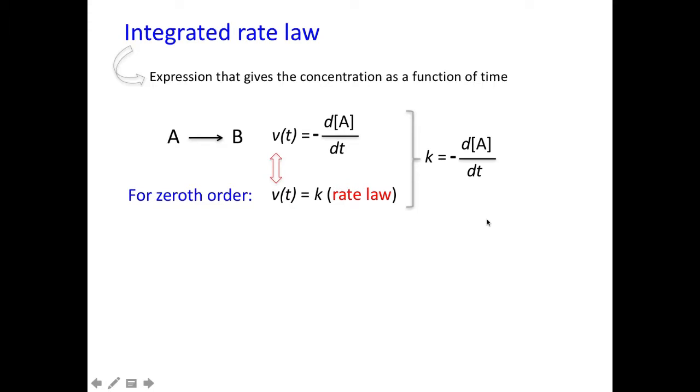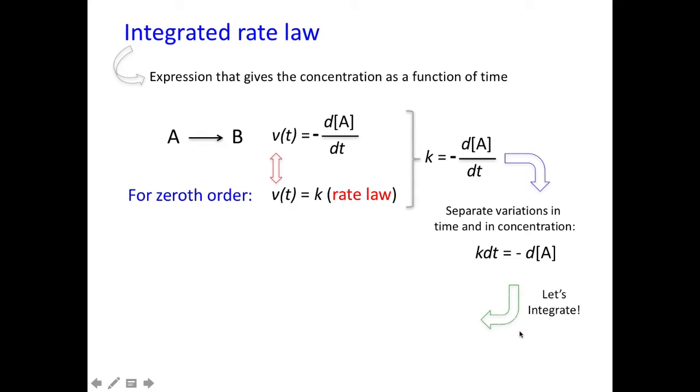Now let's separate the variables. Let's put time dependence on the left side and concentration dependence on the right side. So we separate time and concentration. We just put the time to the left and leave the concentration on the right. Now we just need to integrate this expression.